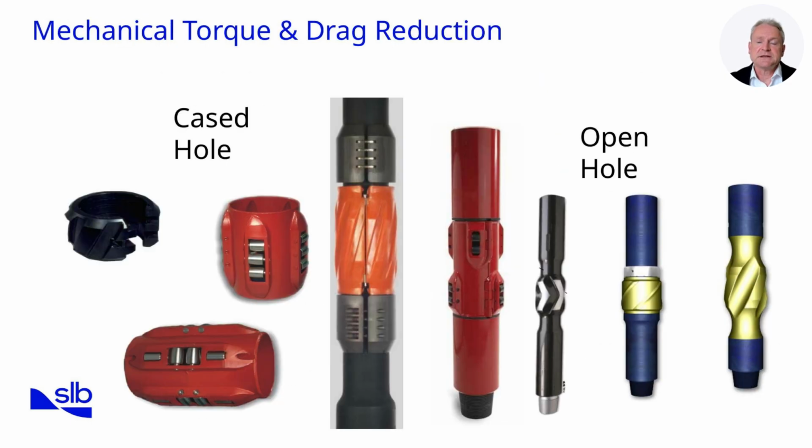This slide shows examples of mechanical torque and drag reduction tools divided into cased hole on the left and open hole on the right. Starting with the cased hole tools, drill pipe protectors, shown in orange, are rubber or polymer sleeves that centralize the pipe inside casing, reducing metal-to-metal contact and minimizing casing wear. They are normally placed at intervals along the drill pipe in the cased section. Either side are stop collars to prevent them from moving axially along the pipe.